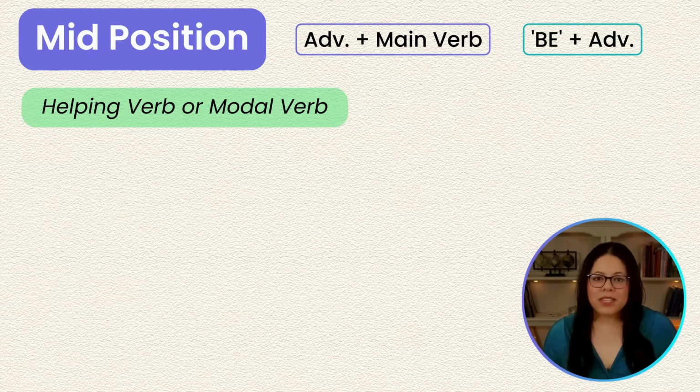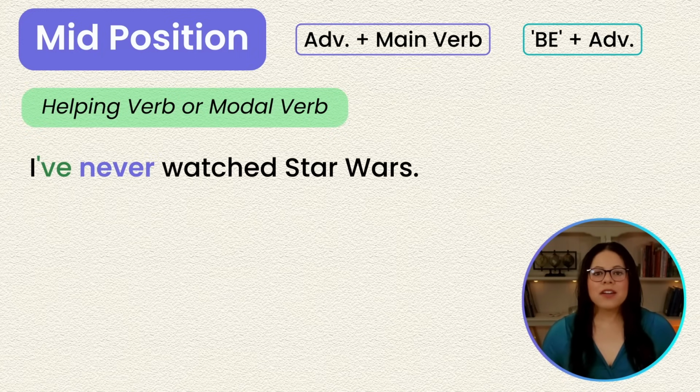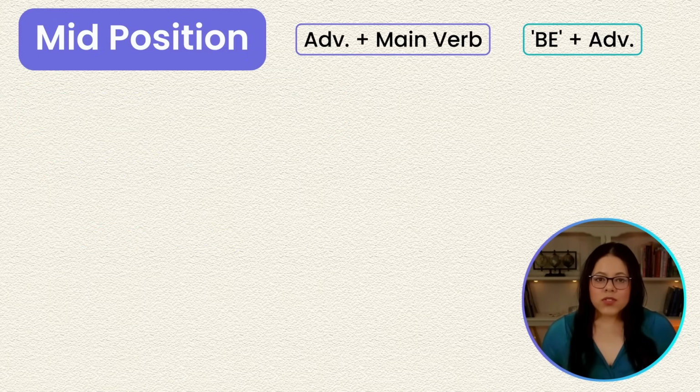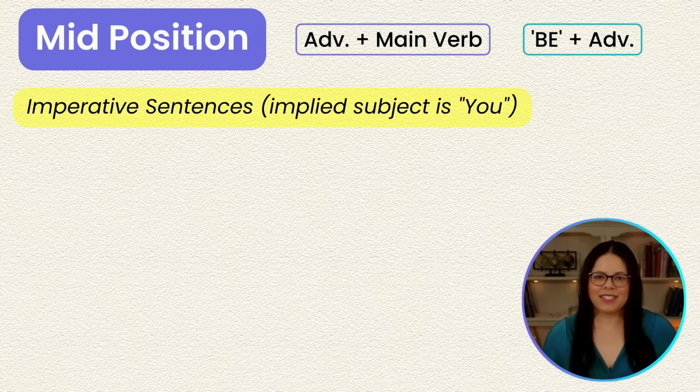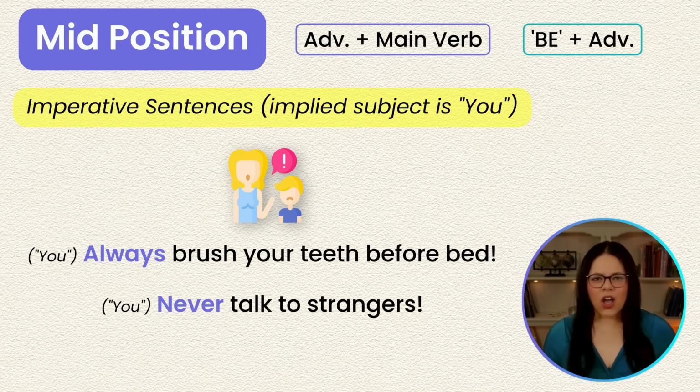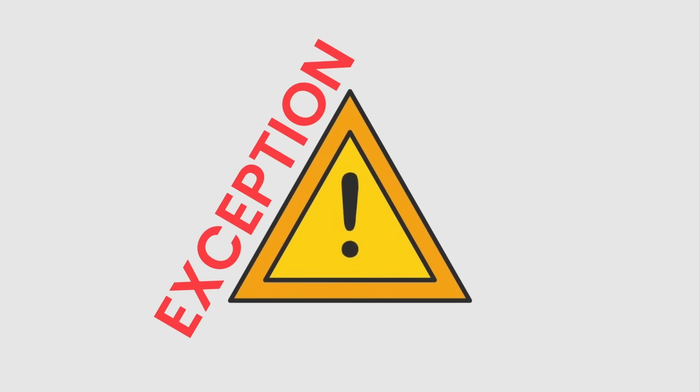If you have a helping verb or a modal verb, the rule still applies. Put the adverb right before the main verb. I've never watched Star Wars. You can always ask me for help. This rule also applies to imperative sentences where the implied subject is you. Always brush your teeth before you go to bed. Never talk to strangers. But wait, we have an exception.